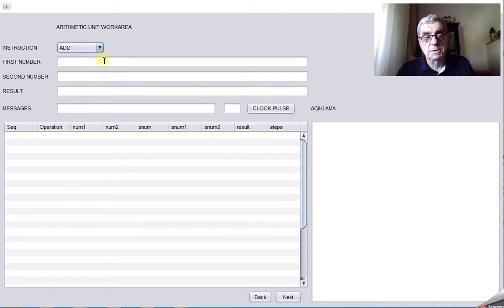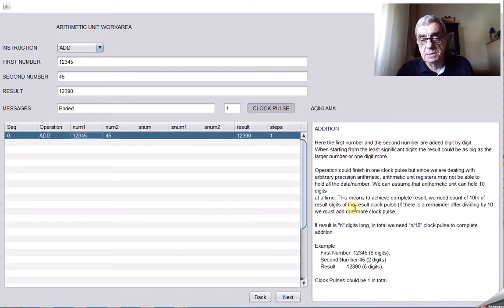One of them is add. Let's add two numbers. It's a showcase, so we are going to add two numbers only. As you can see, the result is 12,390, which is exactly the addition of these two. Here we have the description of addition, how it is done, and it's fine.